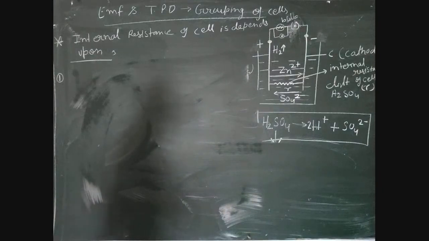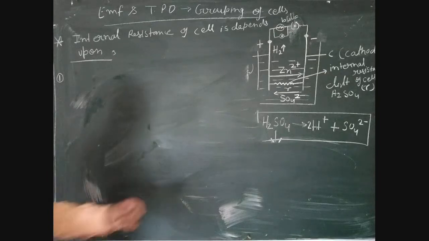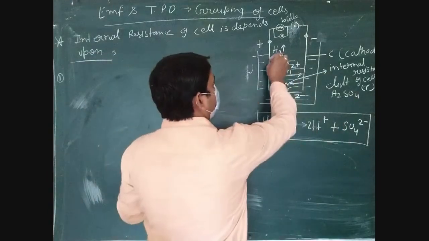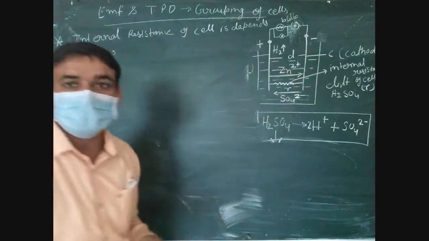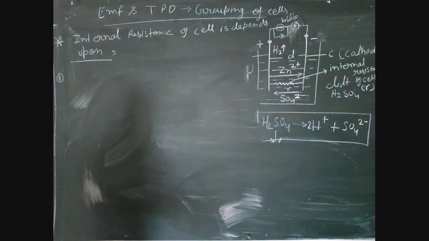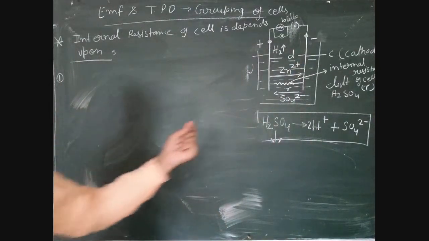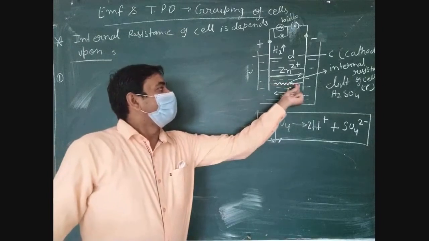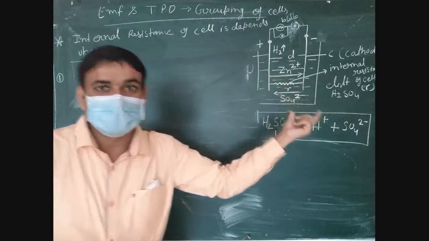So first, write the distance between the electrodes. The internal resistance depends on the distance between the electrodes. As the distance increases, the obstruction also increases. Okay.